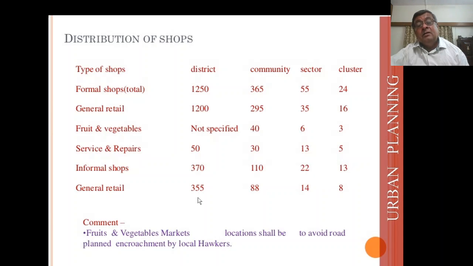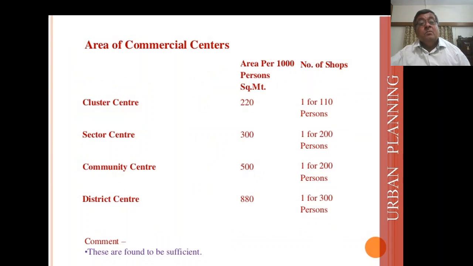Now general retail, 355 shops should be there for district, 88 for community, 14 for sector and 8 for cluster. Comment, suggestion or conclusion, fruits and vegetable markets location shall be planned to avoid road plan encroachment by local hawkers. Now area for commercial center, area per 1000 persons and number of shops.